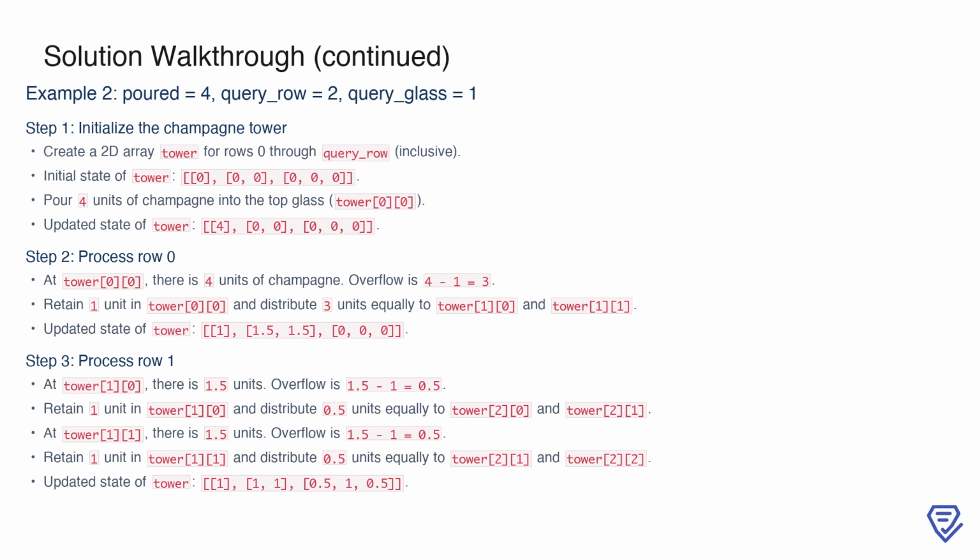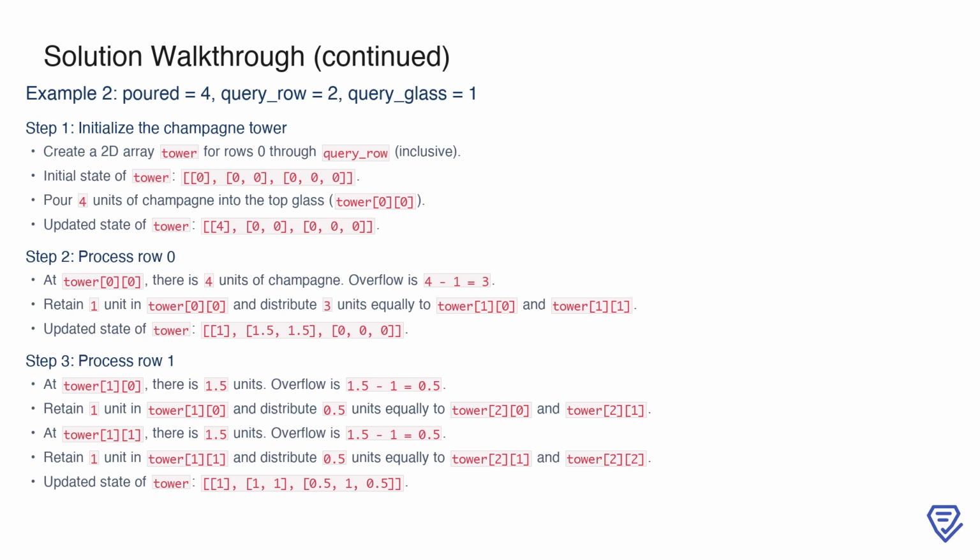Now, we process row 0. The top glass at tower[0][0] contains 4 units, so the overflow is 4 minus 1, which equals 3. We retain 1 unit in tower[0][0] and distribute the remaining 3 units equally between tower[1][0] and tower[1][1]. Each glass receives 1.5 units, and the tower updates to 1, 1.5, 1.5, 0, 0, 0.